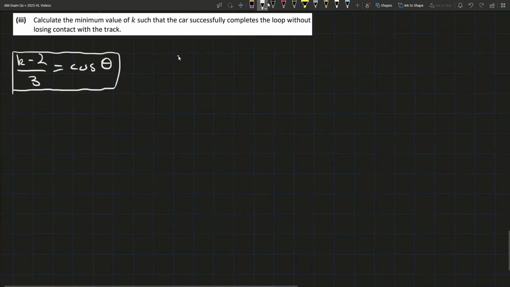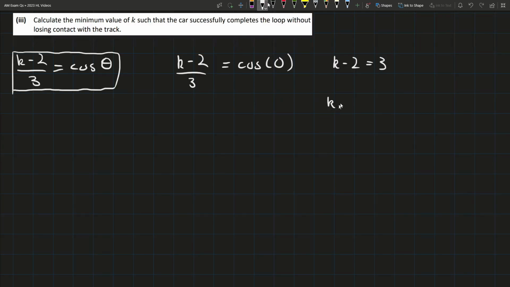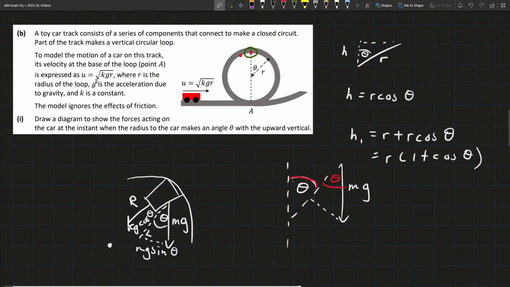So when theta equals 0, (k minus 2) over 3 equals cos of 0. Cos of 0 is just 1. That means that k minus 2 is equal to 3, so k equals 5. So basically that means if k is 5, it will lose contact at the very top. So technically k should be a tiny bit bigger than 5, but because it only has to be a tiny incy-wincy bit, we can just write 5. And we know that because as k gets bigger, u equals the square root of kgr, so its velocity is bigger. So a bigger value of k will mean a bigger velocity. So yeah, a tiny bit bigger than 5 is the answer, but we can just write k equals 5.